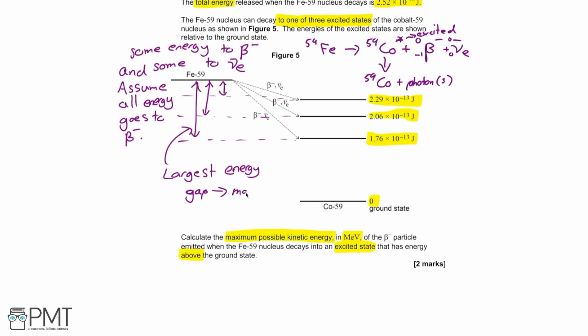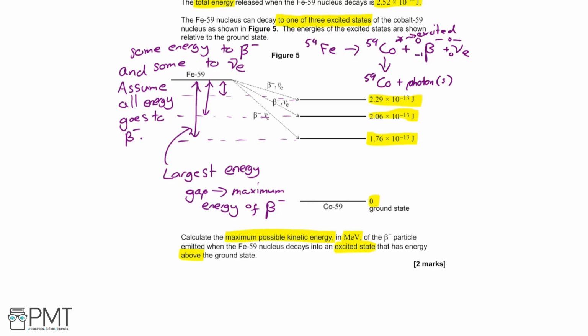So this gives us the maximum energy of the beta minus. So this means that what we want to do is calculate the energy gap between the Fe59 nucleus and the lowest excited state.